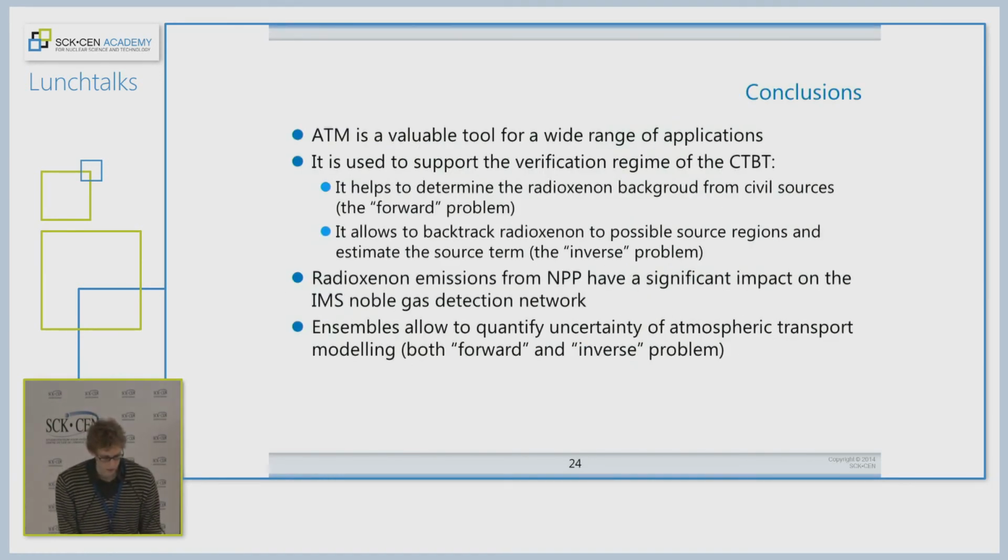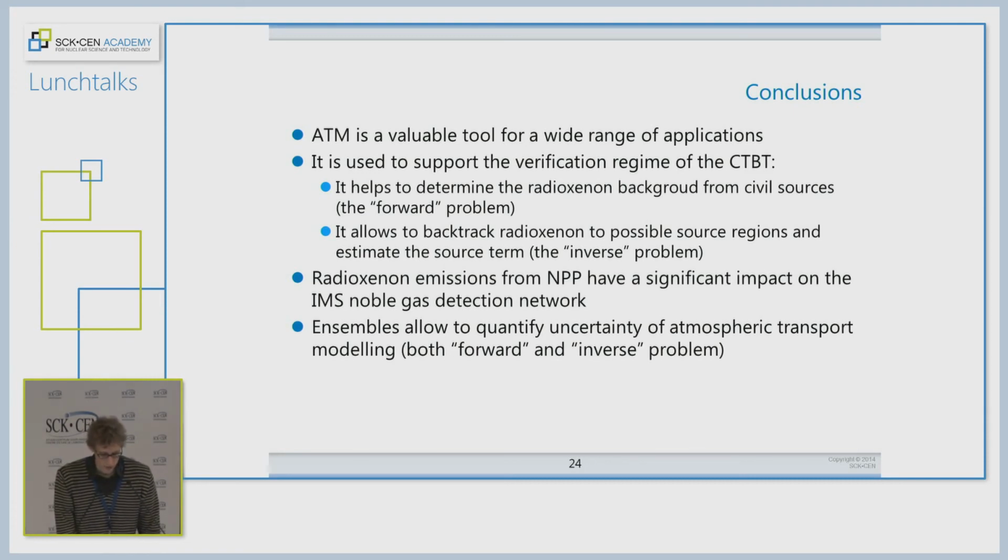Okay, now I come to the conclusions. Atmospheric transport modeling is a valuable tool for a wide range of applications. For this research, it's used to support the verification regime of the CTBT. It helps to determine the radioxenon background from civil sources, which is the so-called forward problem. And it allows us to backtrack radioxenon to possible source regions and estimate the source term, the so-called inverse problem.